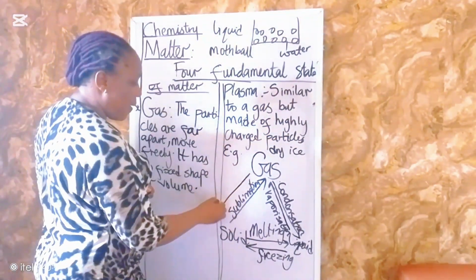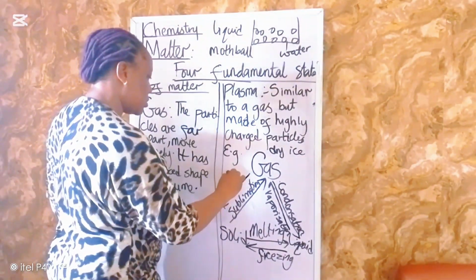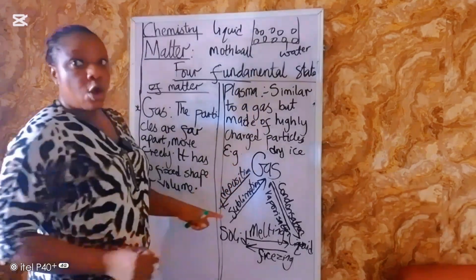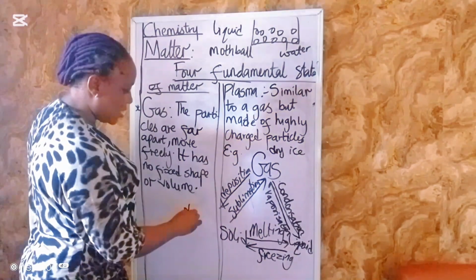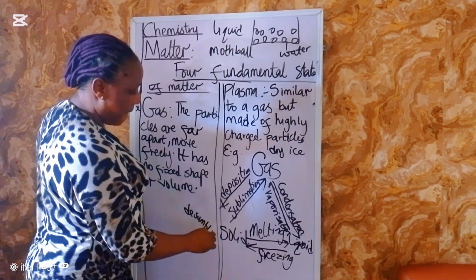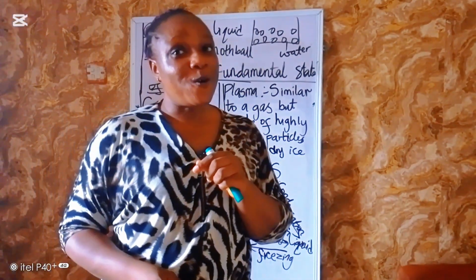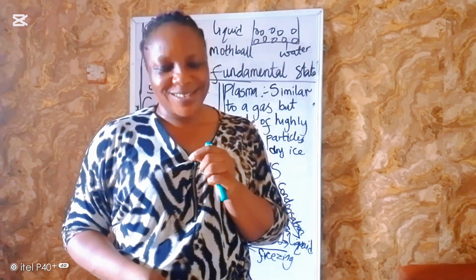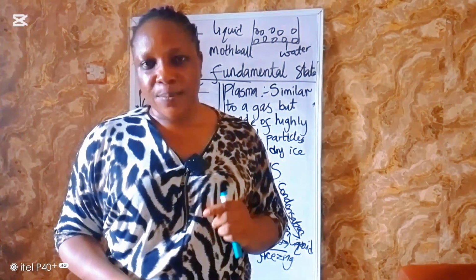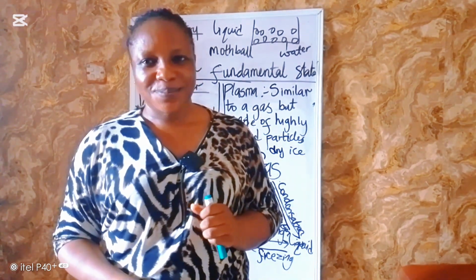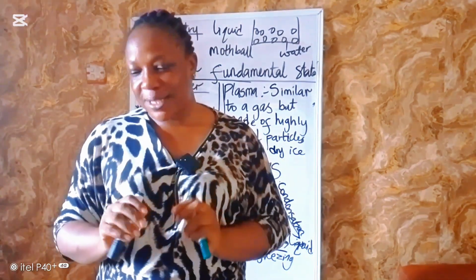Now, from gas to solid is called deposition, or you can also call it sublimation. Understand? For example, that is how snowflake is formed. It's by deposition or sublimation. Understand? I hope you understand this aspect of chemistry.